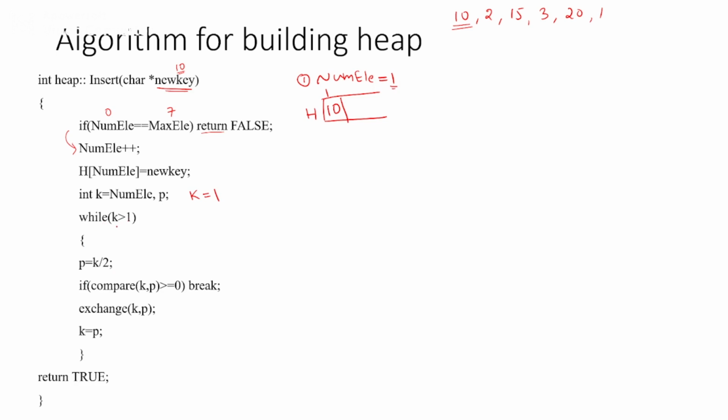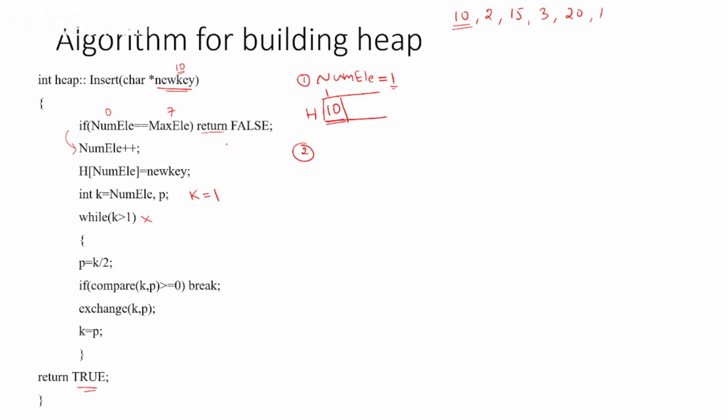Now you check whether k is greater than 1. No, the condition is false. It will come here and it will return true. That is nothing but you now have one element in your heap. So where exactly 10 is stored, that position will be returned back to the function.